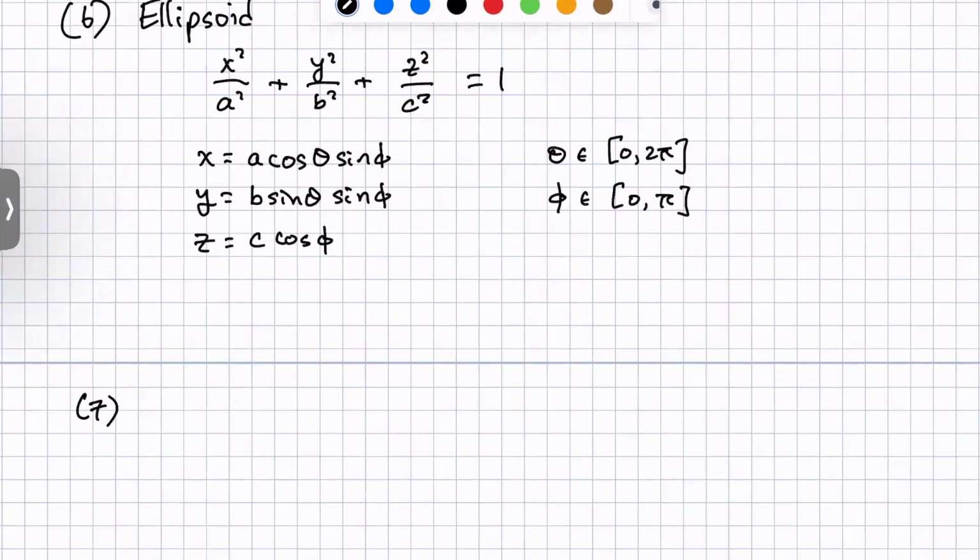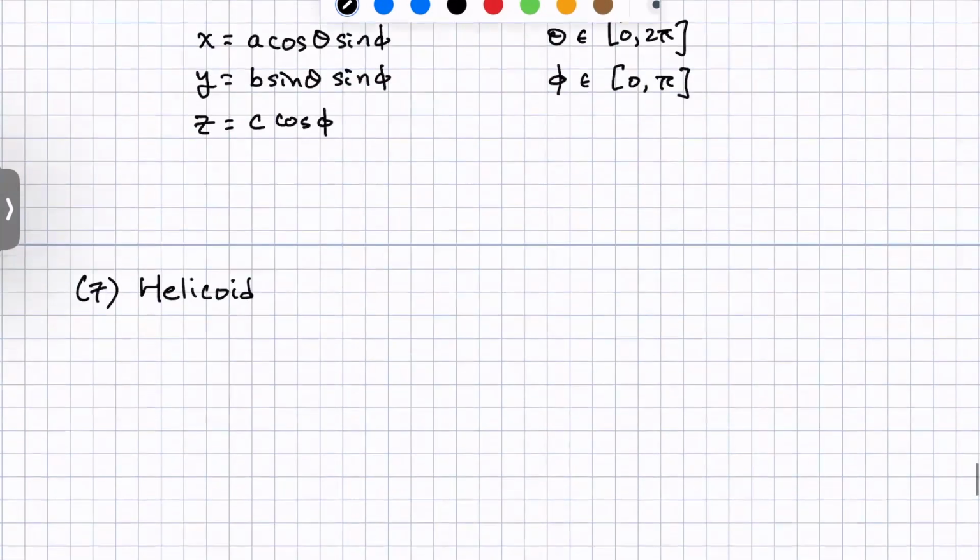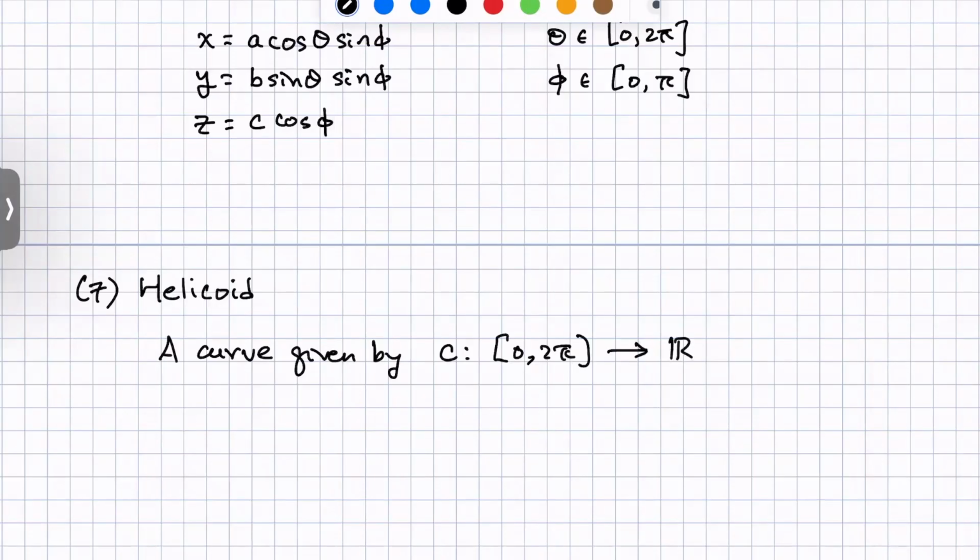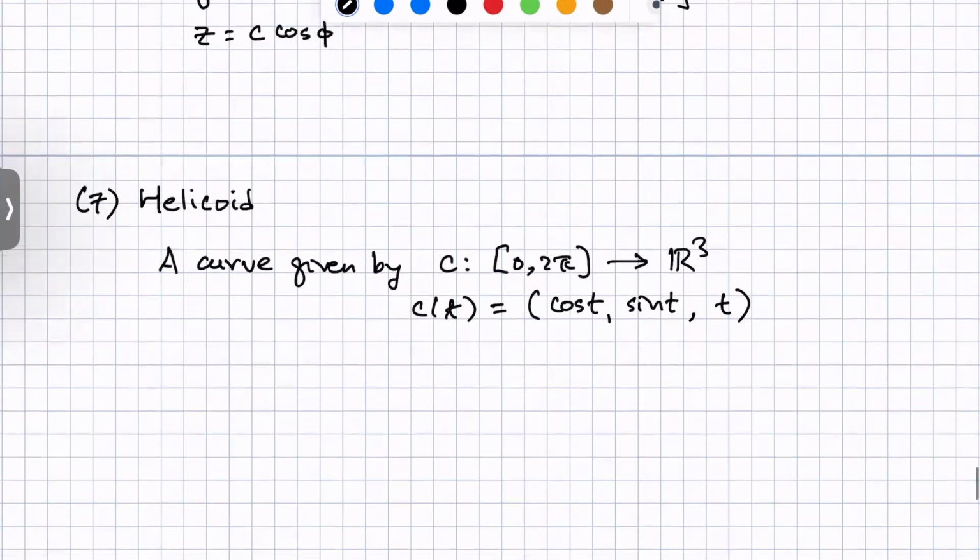One very interesting object is called the helicoid. So let's just remember that there's this object called a helix, a curve given by the following. Say c goes from 0 to 2 pi to R3, c of t equals, say, cosine t, sine t, t. That is a helix.